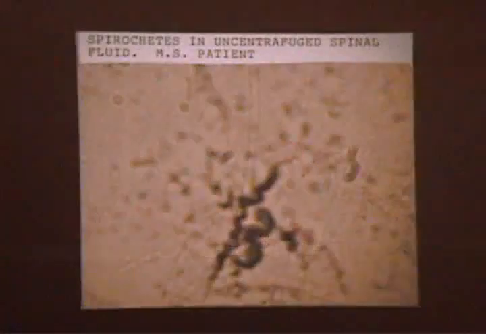The textbooks say, don't even try to grow spirochetes. You can't, you just mistake fibrin for spirochetes. And you can tell fibrin from spirochetes by using acridine orange, and we'll show you that in a minute.